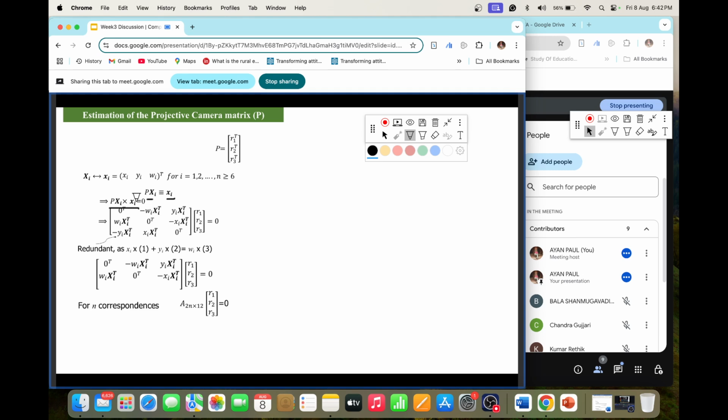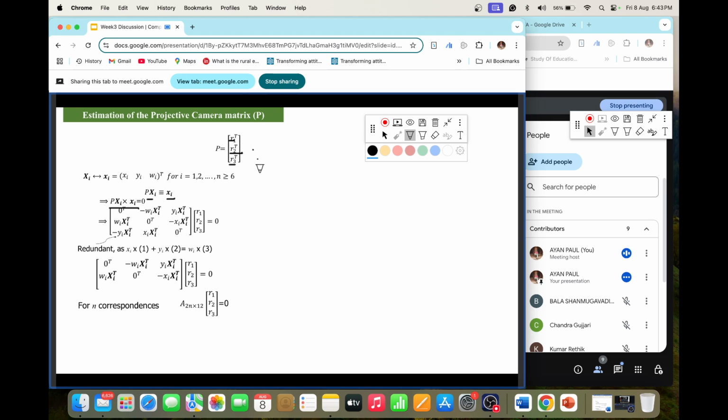How can we get the equation? Xi we know, that is whatever the points are there. And PXi, P is nothing but we can write it like that. This is how it is written: 3 rows are there because it is 3 cross 4. So this is the first row, this is the second row, this is the third row. Each row will have 4 elements. It is actually 1 cross 4 here, 1 cross 4 here, and 1 cross 4 here.